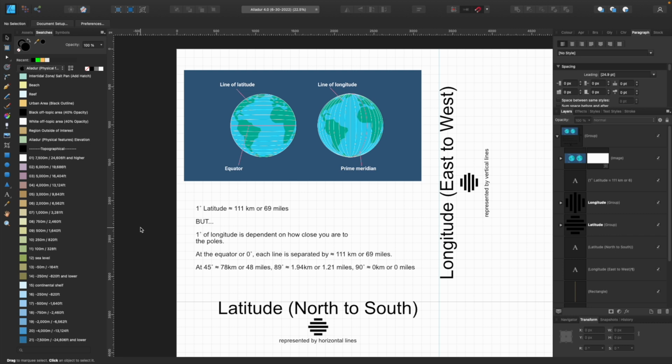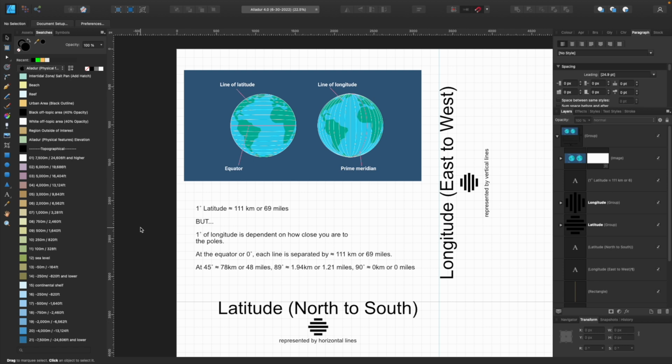My name is Chris, and today I want to be talking to you about lines of latitude and lines of longitude. Alright, so if you're like me and confused about these two terms, I hope that this will be at least a bit educational for you. Lines of latitude, going north to south, are represented by horizontal lines. Lines of longitude, east to west, are represented by vertical lines.